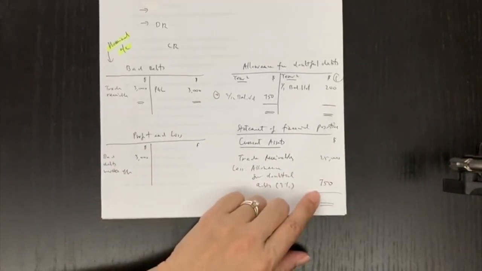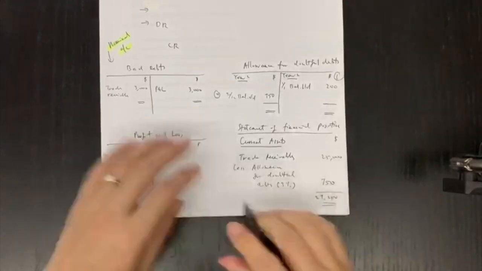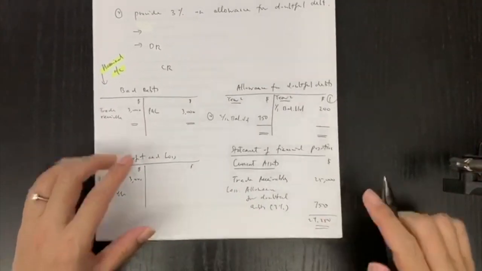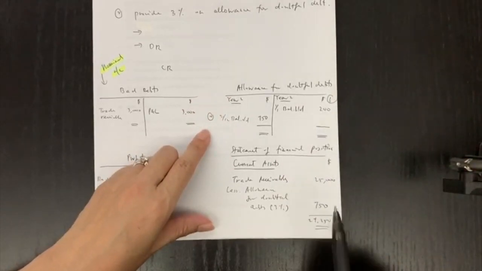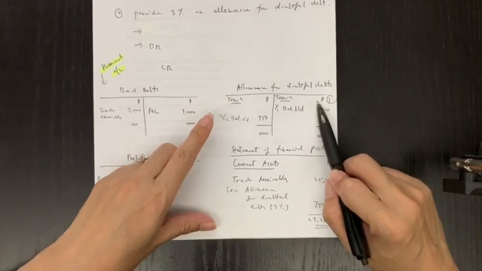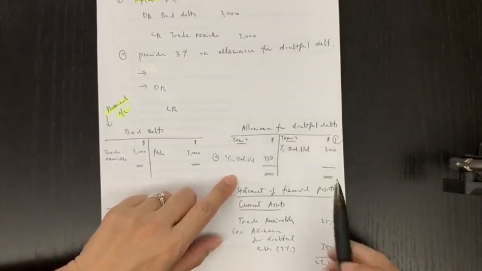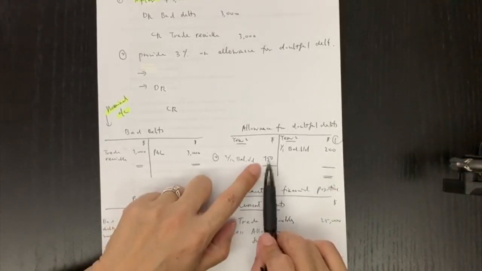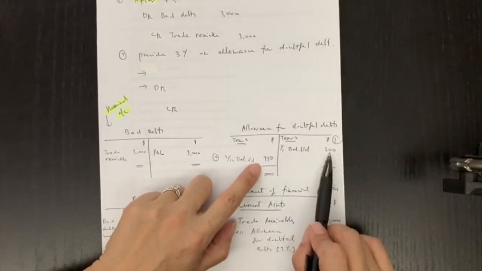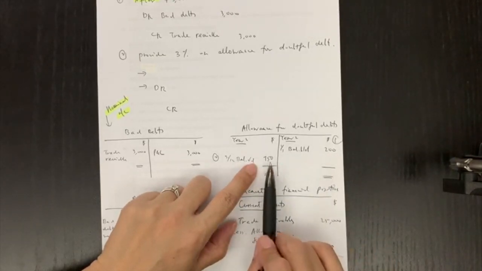So if I use that 25,000 minus 750, I will have 24,250. Okay, so this is how we do for allowance for doubtful debts at this moment. Again, number 1, opening, number 2, closing from the statement of financial position. Okay, next, look at this account. So we have 750 as closing, which is bigger than 200. So how do we change from 200 to 750?